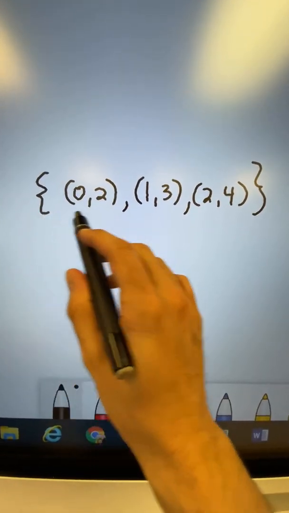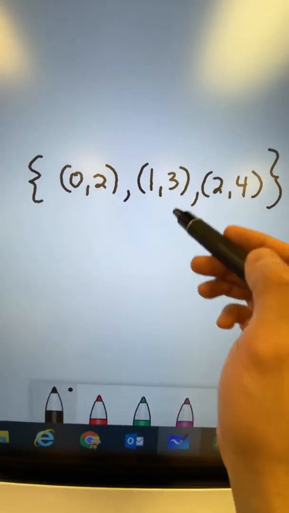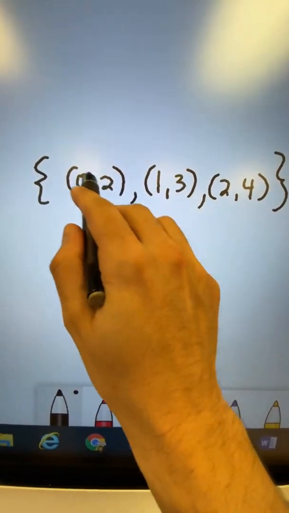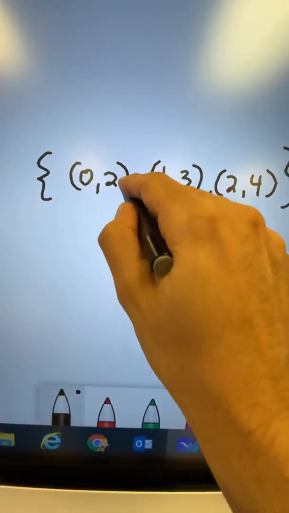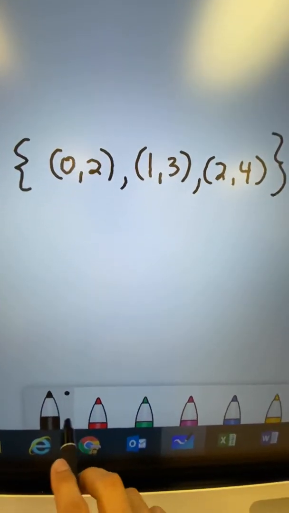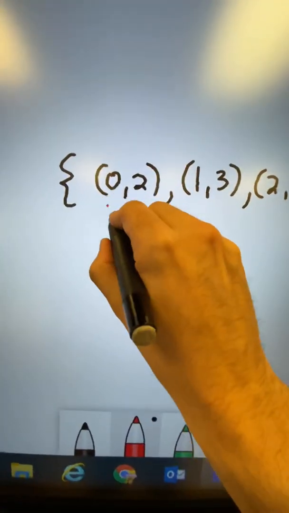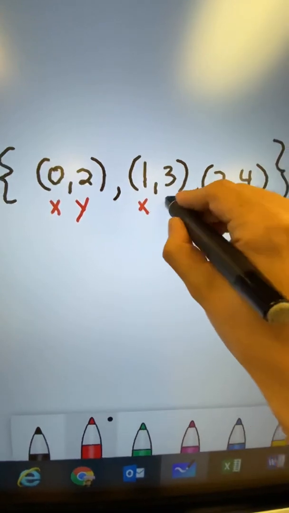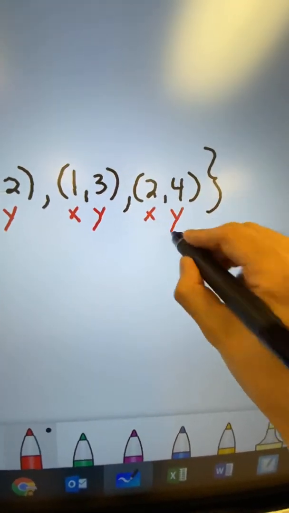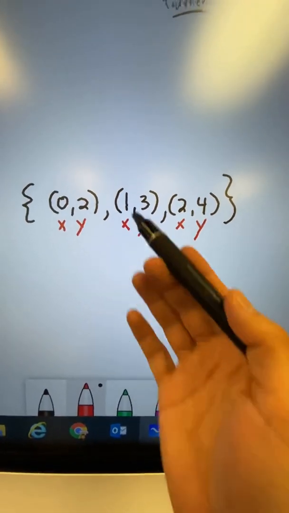Here we have a set of ordered pairs. Ordered pairs meaning two values, right? A pair of numbers within a set of parentheses. And as a little side note, this would be my x and y values for each ordered pair. And this is what we call a relation.